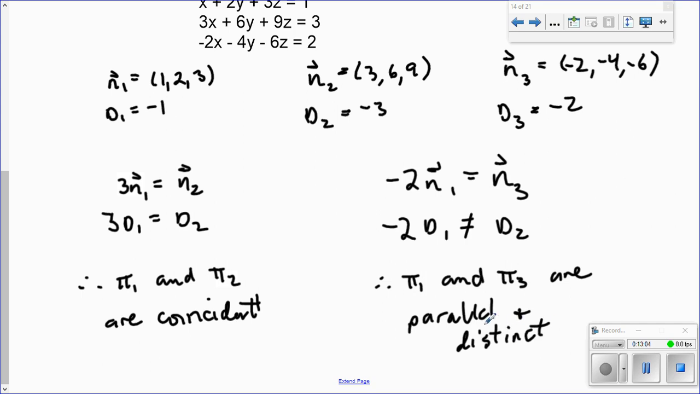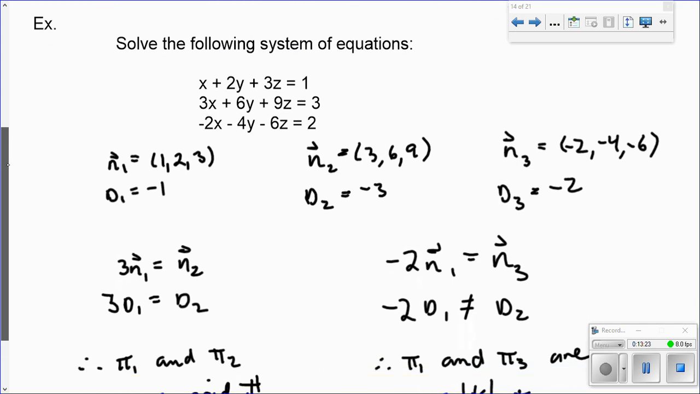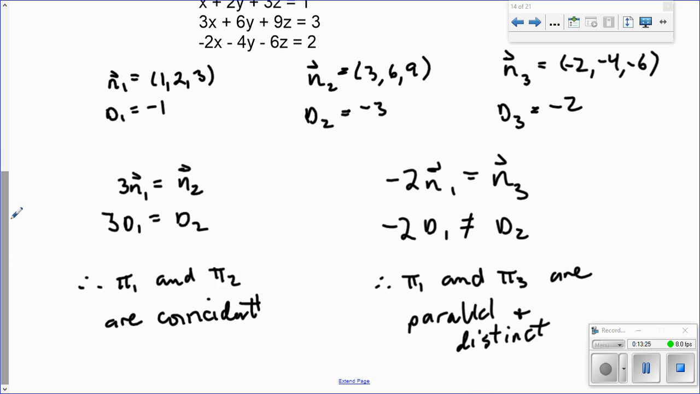I didn't have to include plane 2 in this second part of this example, because I knew that plane 1 and plane 2 were coincident. So I've just shown that plane 3 is apart from planes 1 and 2 here. So that was all. No algebraic work here, really just understanding how these normals and D factors work.